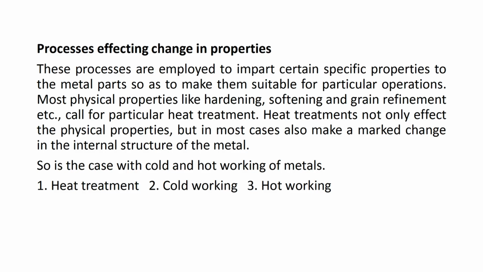This is fascinating because these processes are employed to impart certain specific properties to the metal parts to make them suitable for particular operations. Most physical properties like hardening, softening, and grain refinement call for particular heat treatment. And heat treatments not only affect the physical properties, but in most cases also make a marked change in the internal structure of the metal. So is the case with cold and hot working of metals. So the three key types here are: 1. Heat treatment, 2. Cold working, 3.